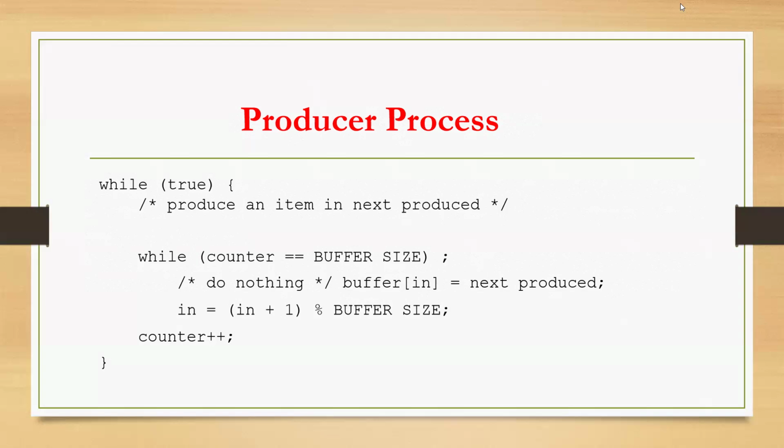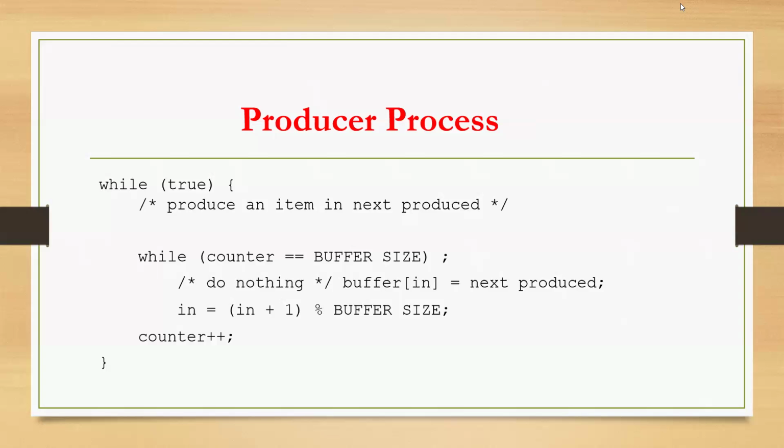So what is the next item? One producer at a time can produce, say, 10 cars, which is the maximum limit per day, week, or month. If the counter has reached the buffer size, then we have to stop the process. Otherwise, we produce the next item: buffer[in] equals next produced. Then in equals (in + 1) modulo the maximum buffer size, and then increment the counter. Likewise, we produce all the items one by one.